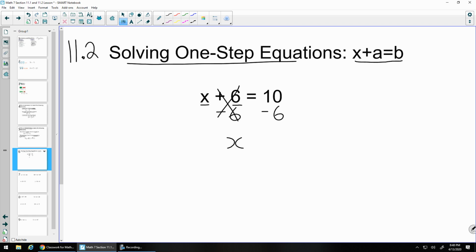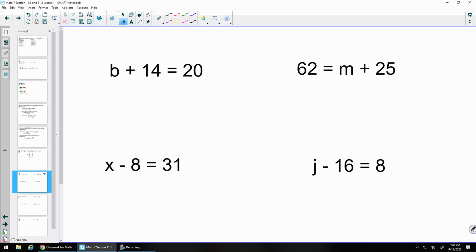And then in my equation, I got x is equal to, well, 10 minus 6 is 4. So x is equal to 4. Okay, so I do the opposite of what's being done to x, but I have to do it on both sides to make it balanced still. Cool. So let's go over some more examples.